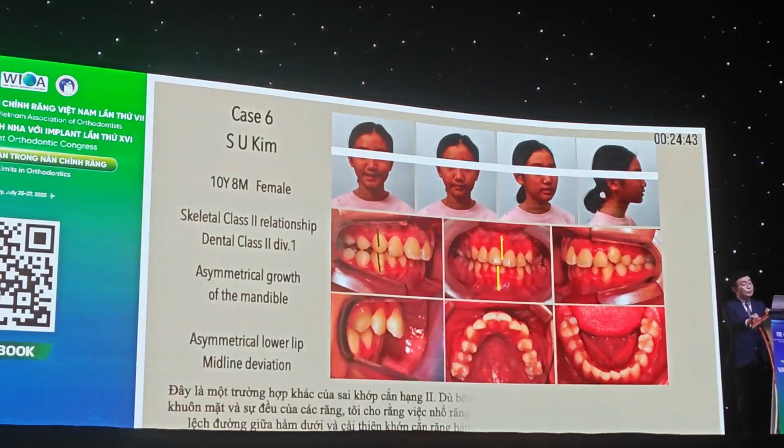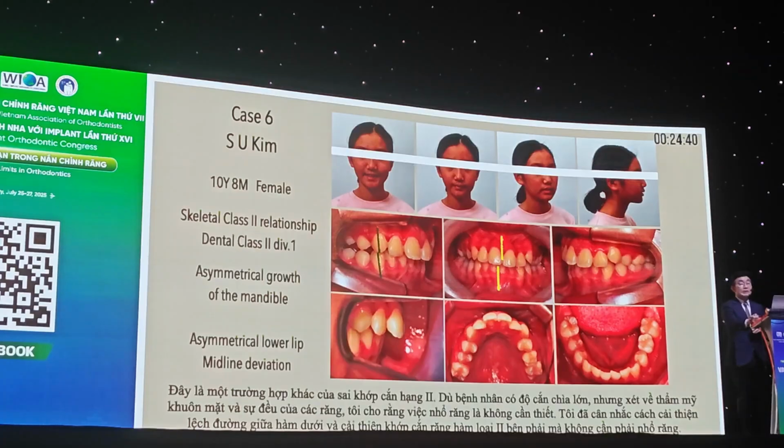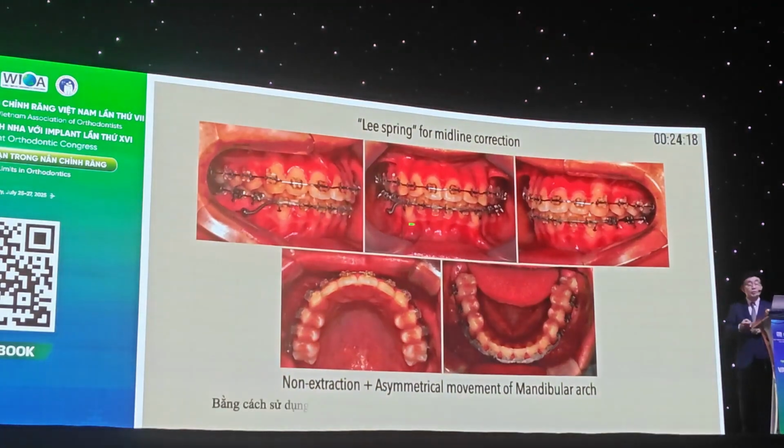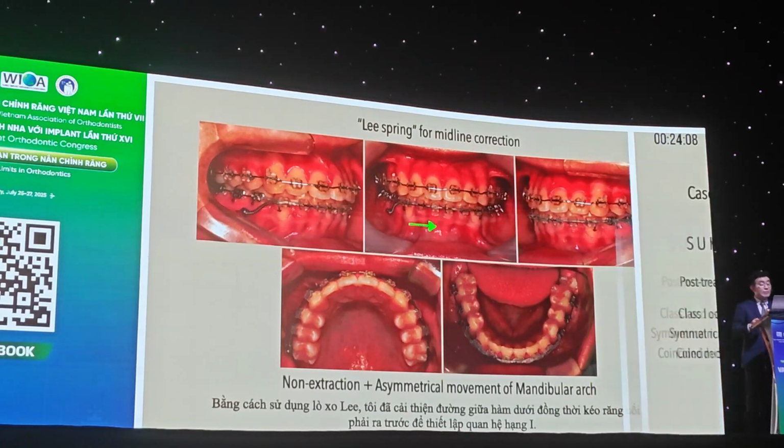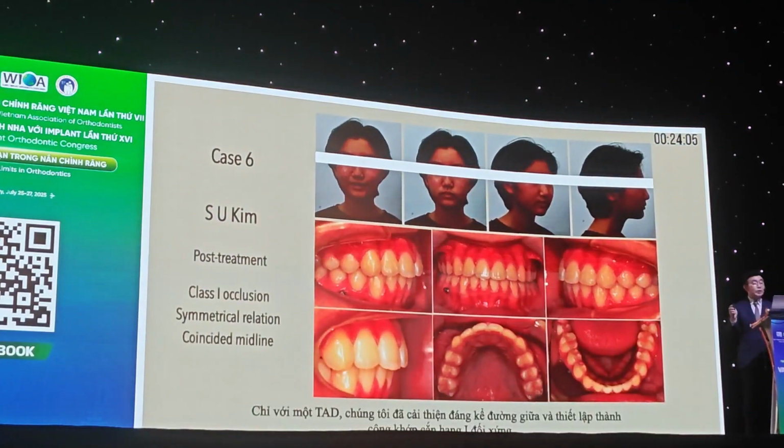This is another case of class 2 subdivision malocclusion. Although the overjet is large, the facial aesthetics and dental alignment suggest that extraction may not be necessary. I pondered how to correct the midline deviation of the mandible and improve the class 2 molar relationship on the right side without resorting to extraction. Employing the wrist spring, I improved the mandibular midline while advancing the right molars forward to establish a class 1 relationship. Utilizing a single TAD, I achieved considerable midline improvement and successfully established a symmetrical class 1 occlusion with ease.